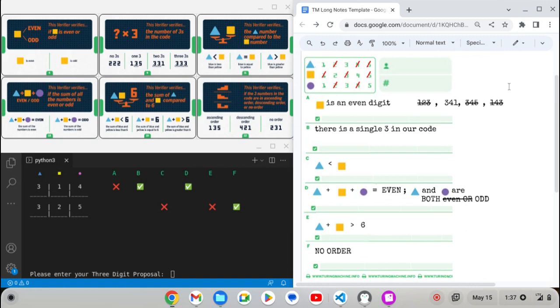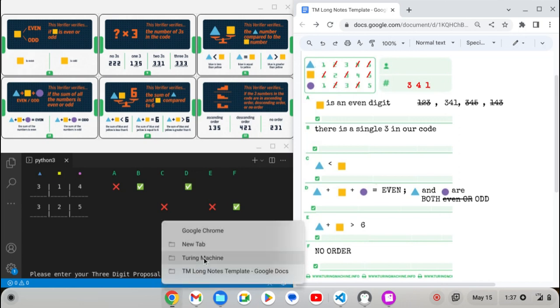And let me write down what I believe to be the correct solution of 3, 4, 1. And again, let's just do a quick run through to make sure everything's okay before we do the official Turing test. So is the square digit even? Yes. Is there a single 3? Yes. Is the first digit less than the second? Yeah, 3 is less than 4. Is the sum even? Yes. Is the sum of the first two greater than 6? Yes. And there's no order. Okay, well, I feel very confident that that's correct.